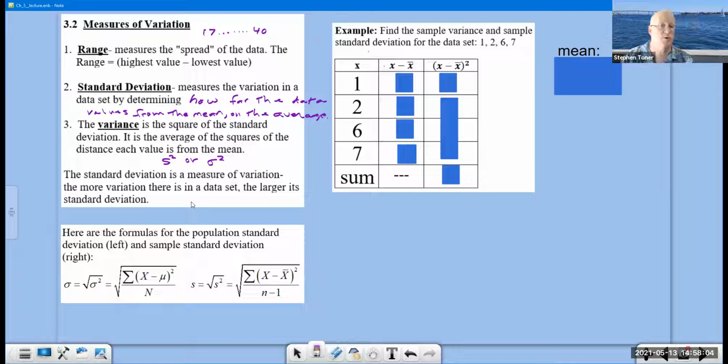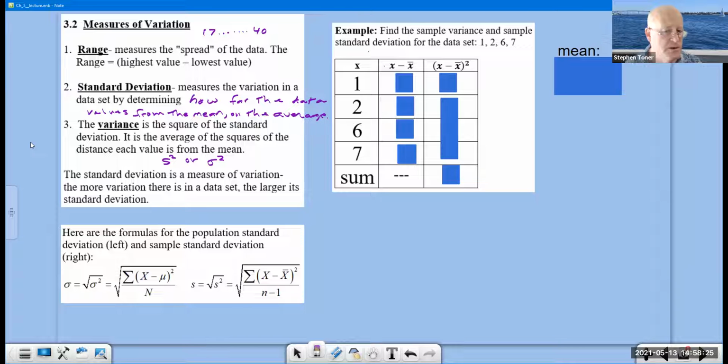Okay, basically, we're looking at how far the data values are spread out. And if you have data values that are spread out very far, we say that the standard deviation and the variance are larger. But if all of your values are closer together, we tend to say that the standard deviation is smaller, and therefore the variance will be smaller.